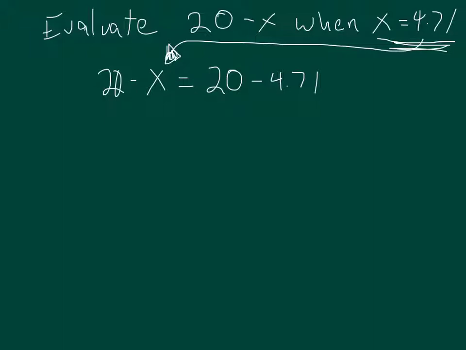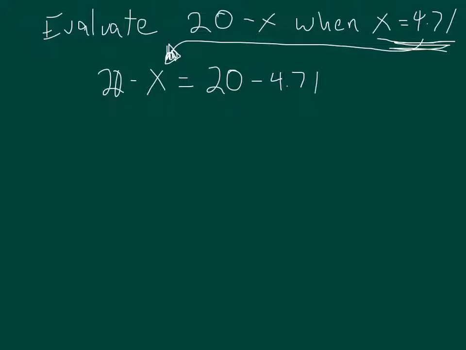Okay? And that's what algebra is. You have variables, and the variables are letters that just represent numbers. So it's saying that this letter x, in this case, is going to equal 4.71.